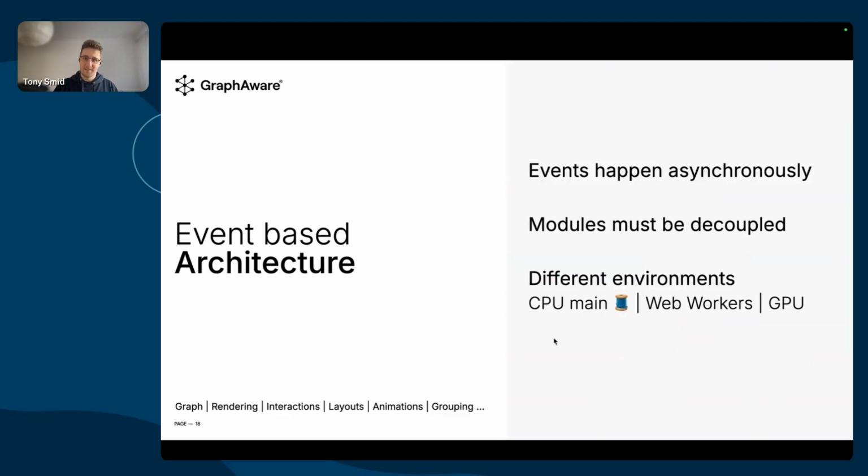So events happen asynchronously. There will be different modules, very much decoupled, each handling different aspects of your visualization. And those modules, they will run in different environments, some of them on the main CPU thread, many of them in the workers, and some of them on the GPU directly. So they need to talk to each other, send events to each other, and expect that things are not happening in sync.